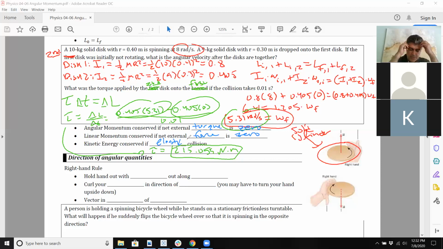I don't know, well, I probably should have this discussion, I guess. We'll talk about direction of angular quantities, but I'm going to skip this part on the gyroscopes because I don't really care for that. Then we'll do some problems after that. So let's keep moving.